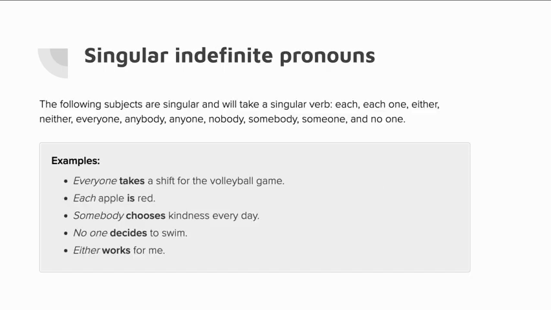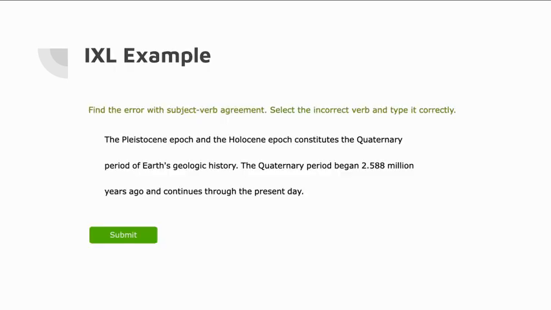We also have singular indefinite pronouns like the ones we looked at last week. Neither, everyone, anybody, anyone. And so those take a singular verb. Everyone takes a shift. You can replace everyone or each or somebody with your own name. Mrs. Ledford takes a shift for the volleyball game. Mrs. Ledford's apple is red. Mrs. Ledford chooses kindness every day. So those are singular indefinite pronouns.